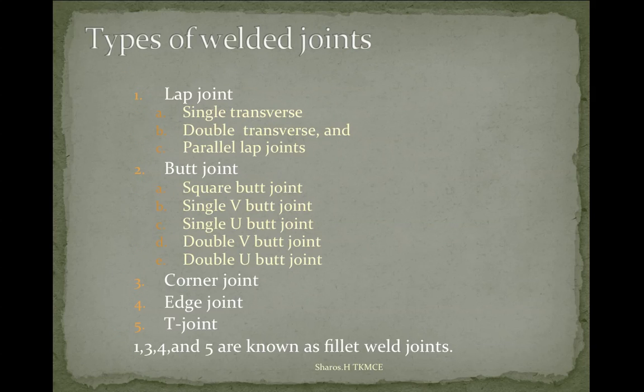Types of welded joints. Depending upon the joints, the welded joints can be classified into lap joint, butt joint, corner joint, edge joint, T-joint, etc. And among these, the lap joint, corner joint, edge joint, and T-joint are also known as fillet welded joints. Butt joint may be single V butt joint, single U butt joint, double V butt joint, double U butt joint, or square butt. Whereas lap joint may be the single transverse, double transverse, and parallel lap joints.